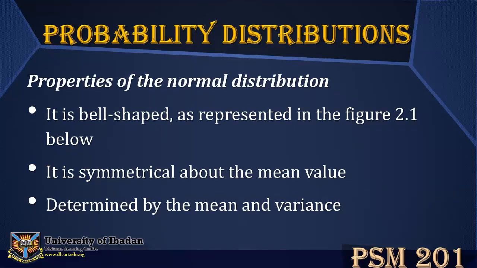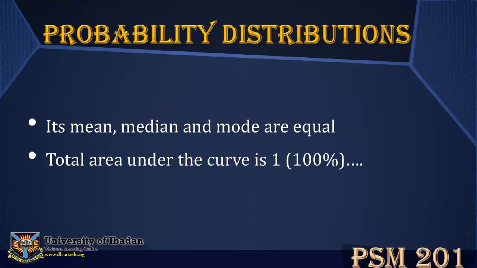Properties of the normal distribution. It is bell-shaped as represented in the figure 2.1 below. It is symmetrical about the mean value, determined by the mean and variance. Its mean, median, and mode are equal. Total area under the curve is 100%. 68% of total observations approximately lie within one standard deviation left and right of the mean value.